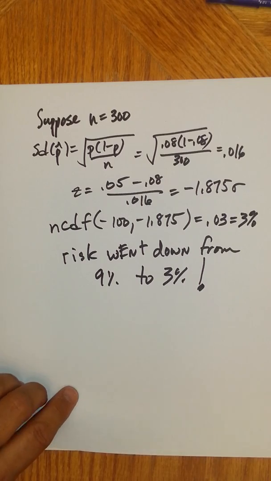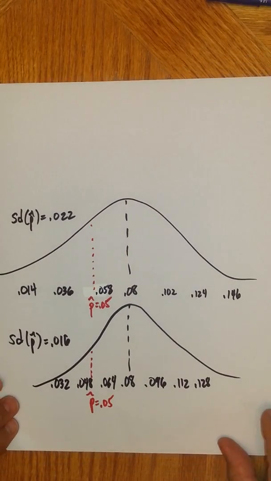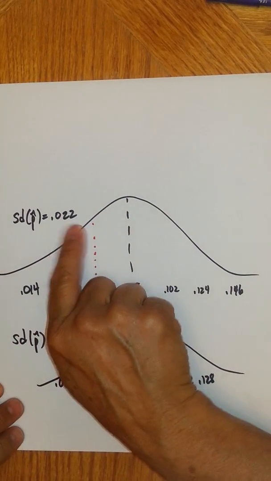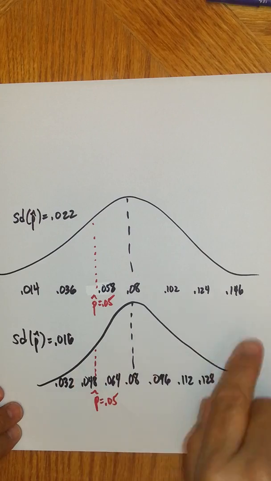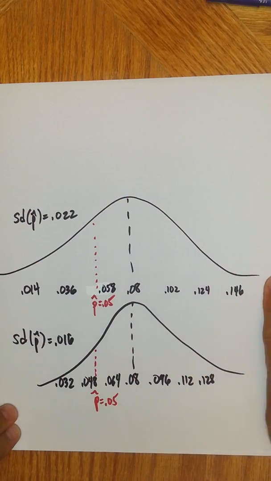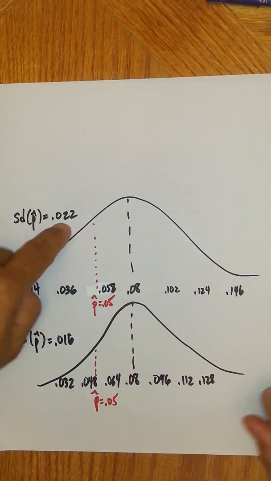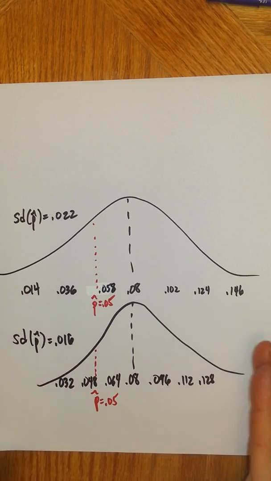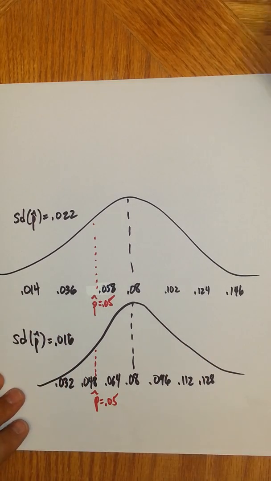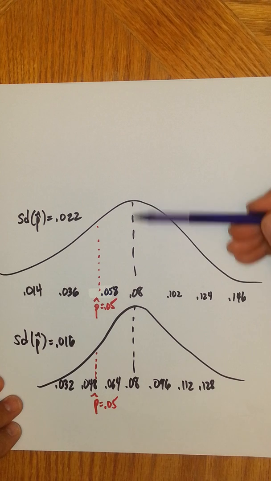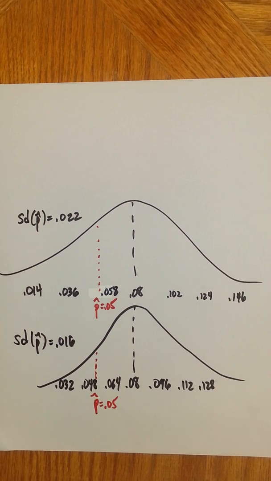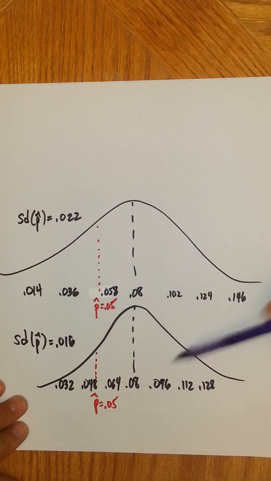Now let me just show you visually what happened. Here I'm using the more precise 0.022 and 0.016. And this distribution is more spread out because the standard deviation is larger. This distribution is a little tighter. And what I tried to do is go ahead and make this a little bit accurate. Now the truth is still the same. That's not going to change. So all your sample proportions are still going to pile up close to the truth.